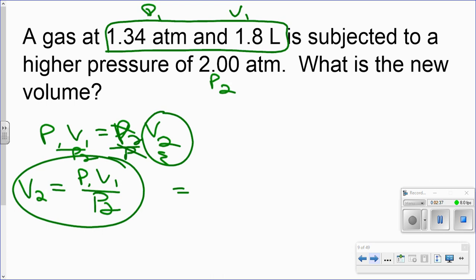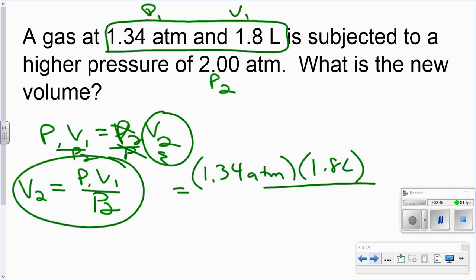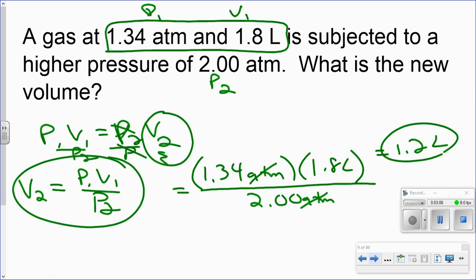If I'm looking for V2, let me plug in the P1, which is 1.34 atm, and the V1, which is 1.8 liters. That's my initial pressure and initial volume, and I'm going to subject that to a greater pressure P2, which is 2.00 atmospheres. The atmospheres cancel mathematically, and I end up with, I believe, 1.2 liters. So it did go down. The answer is 1.2, and the volume decreased because the pressure increased. Solving for X, these are actually quite simple.